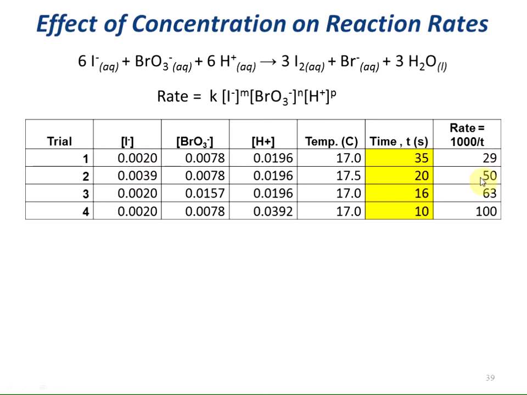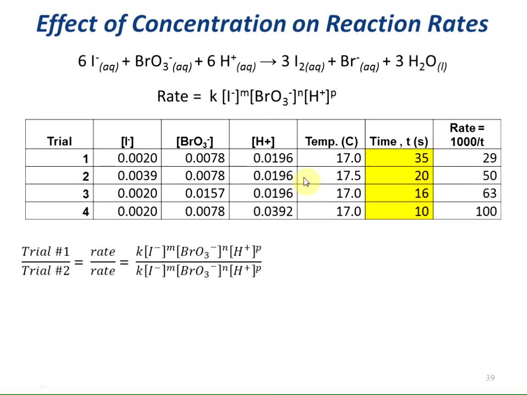So we want to find that order with respect to that reactant. So since I'm using trial 1 and 2 to compare, I'm setting up a ratio of looking at trial 1 to trial 2. And I'm just writing the rate law expression for trial 1. So the rate equals k times I- raised to the m, BrO3- raised to the n, H+ raised to the p. And I'm doing the same thing for trial 2.